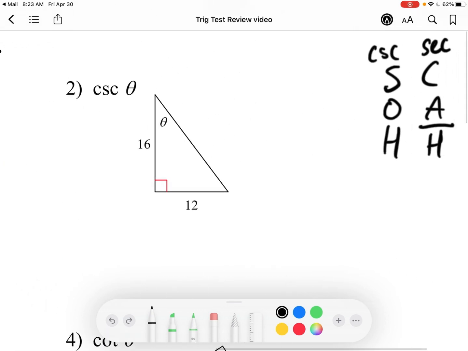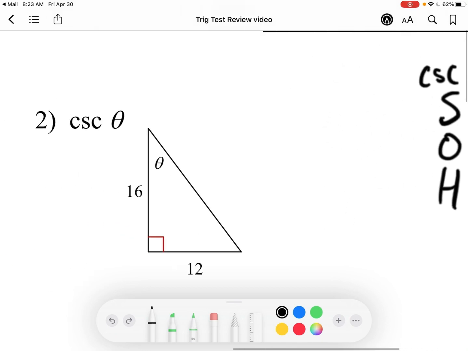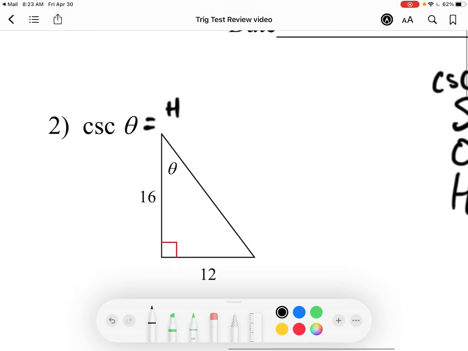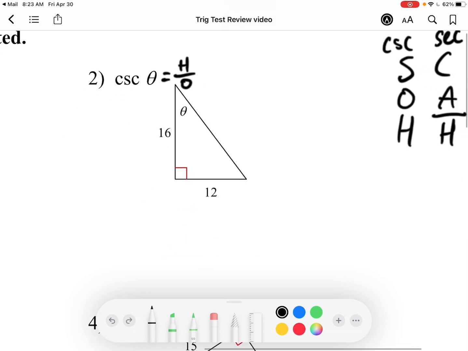All right, so cosecant theta now. Let's look at what cosecant is. Cosecant is the inverse of sine. So if sine is opposite over hypotenuse, cosecant would be hypotenuse over opposite. We're missing the hypotenuse, so we're going to do the same thing. We're going to use the Pythagorean Theorem to find the hypotenuse. So 12 squared plus 16 squared is equal to c squared, right?